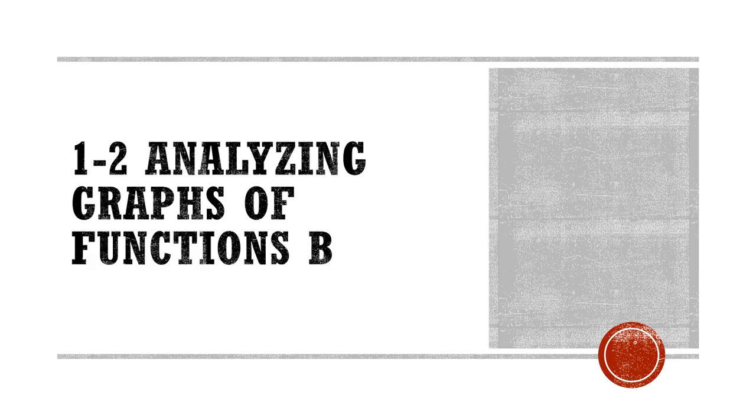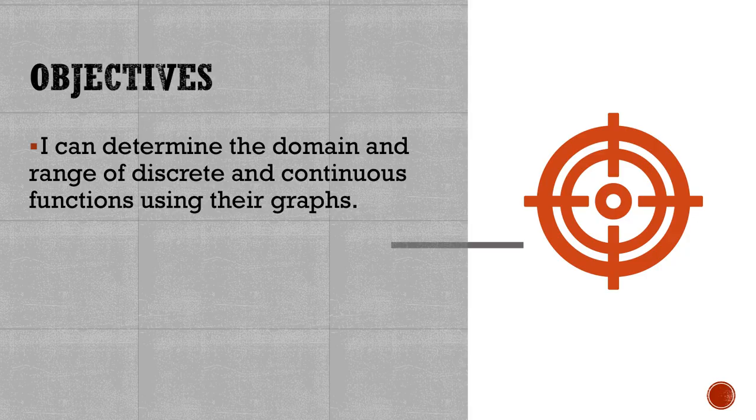Hello and welcome. This is still Chapter 1, Section 2, Analyzing Graphs of Functions, but this will be Part B. So today's specific goals are determining the domain and range of discrete and continuous functions just using their graphs. We've done this a lot using domain and range, and we'll continue to do this throughout the rest of math.